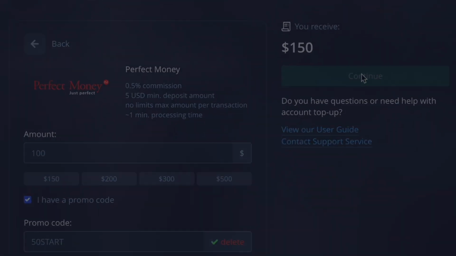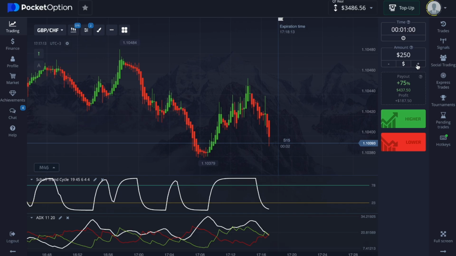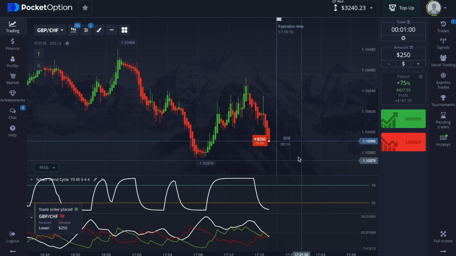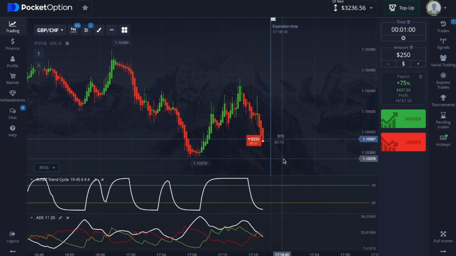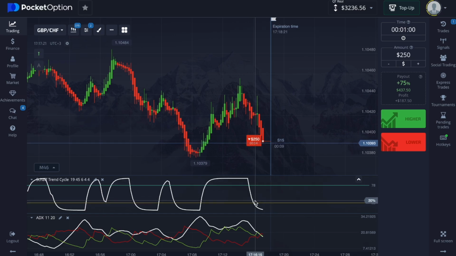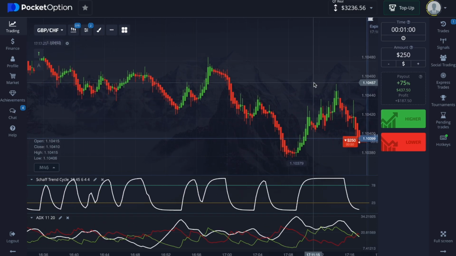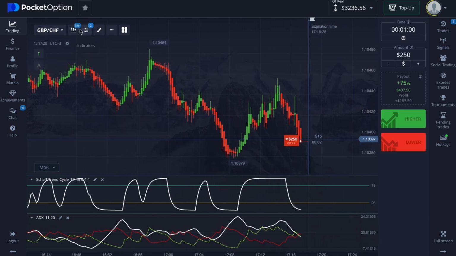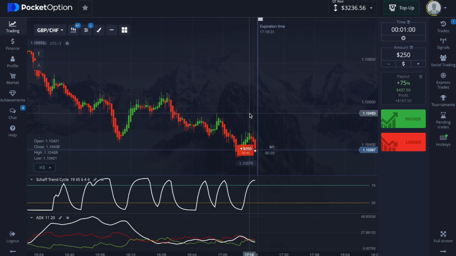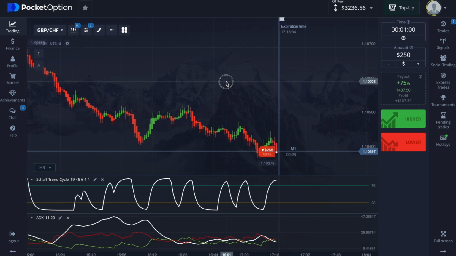Now let's continue. I find the necessary currency pair, increase the amount, and open a downward trade for 1 minute with a sum of $250. In the Schaff Trend Cycle indicator, the white line has just crossed the danger zone, and in the ADX indicator, the white line in the same direction has crossed the other lines, indicating that I'm working with a downtrend. Also on the 1 minute time frame, a clear overall downtrend is visible.